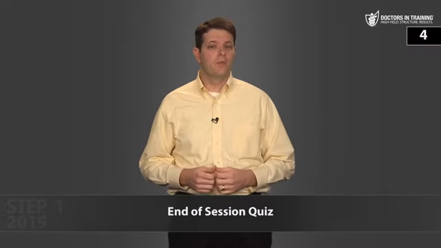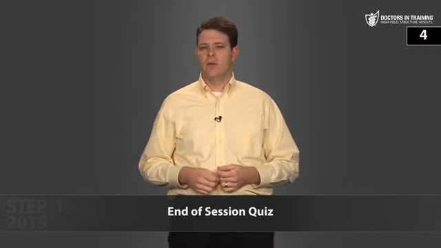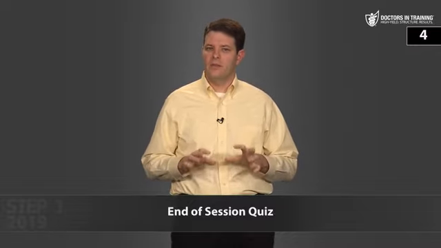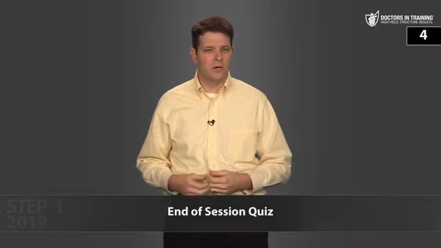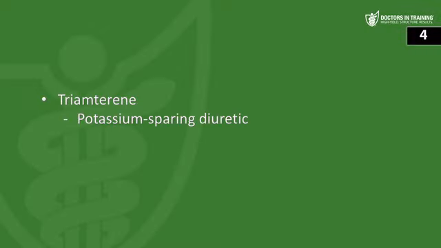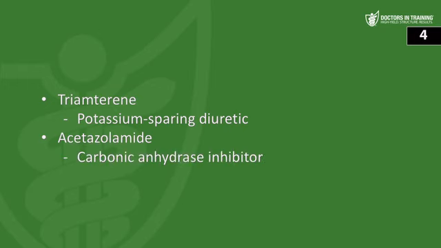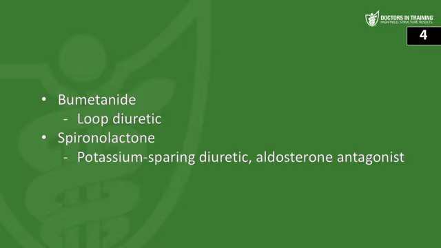All right, first question. What type of diuretic is each of the following drugs? So again, it's not enough to simply recognize these drugs as diuretics. You need to know what kind of diuretic each one is. So triamterene is a potassium-sparing diuretic. Acetazolamide is a carbonic anhydrase inhibitor. Hydrochlorothiazide, it's pretty easy, it's a thiazide diuretic. Bumetanide is a loop diuretic. Spironolactone is a potassium-sparing diuretic, more specifically an aldosterone antagonist.